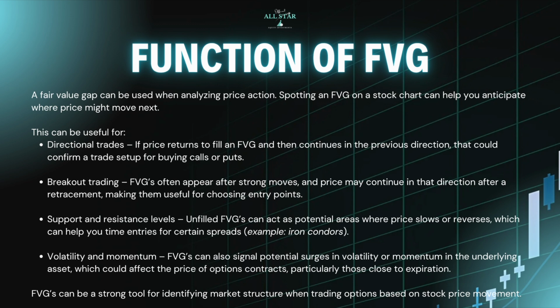You'll also notice that the functionality is good for identifying support and resistance levels. Specifically, unfilled FVGs may act as zones where price movement slows or reverses, making them valuable for timing entries, specifically in certain spread strategies. And then lastly, fair value gaps can provide clarity within volatility and momentum. So FVGs can also indicate potential spikes in volatility or high movement, which may impact the pricing of options, especially those nearing expiration. So that's a good thing to keep in mind.